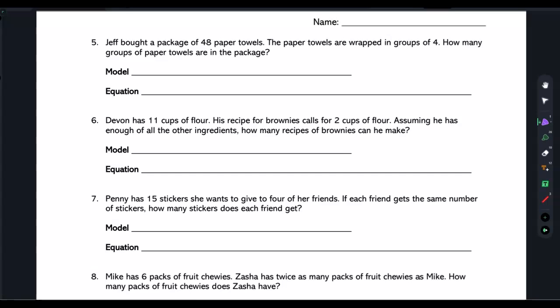Jeff bought a package of 48 paper towels. The paper towels are wrapped in groups of 4. How many groups of paper towels are in the package? So this one, I know my total, right? And then I know how many are going in each group. What I don't know is how many groups I'm going to have.